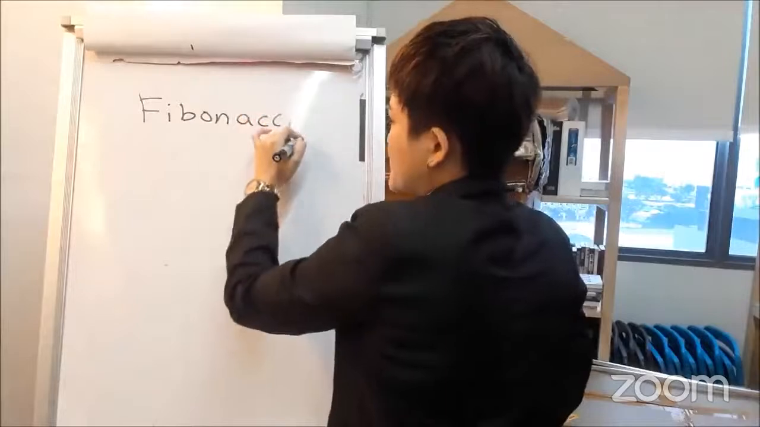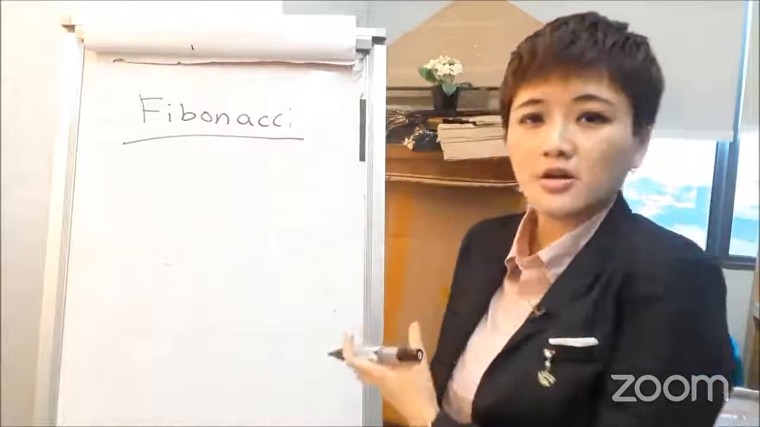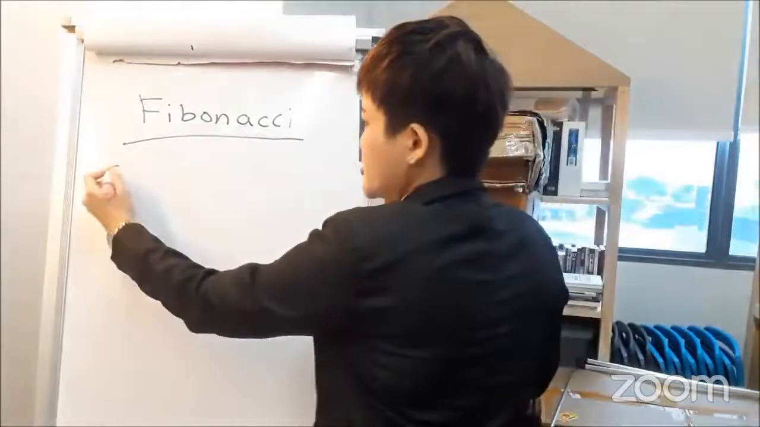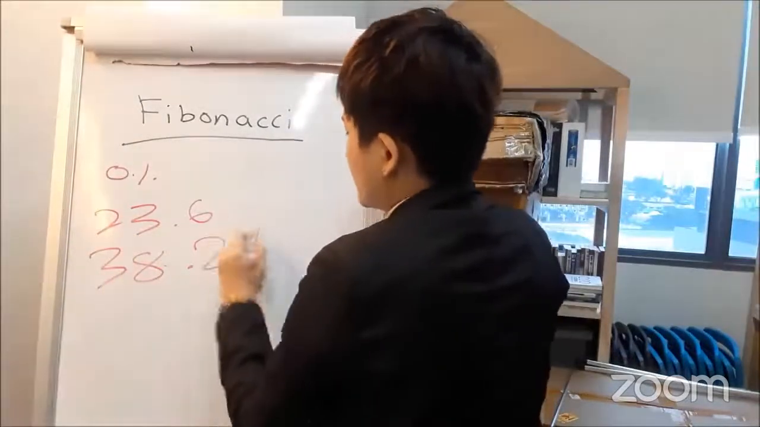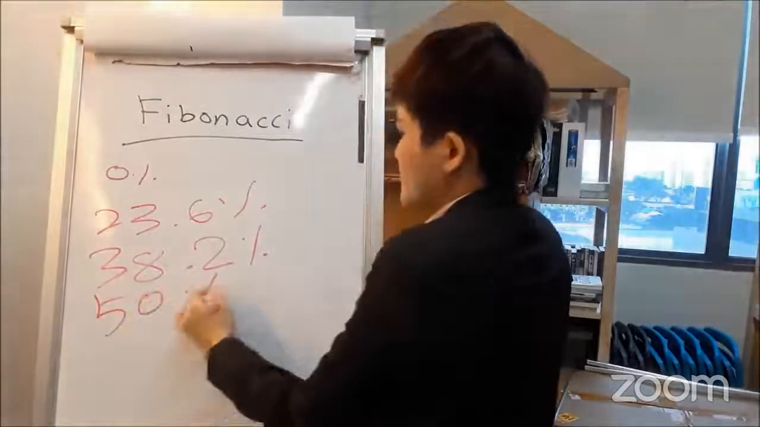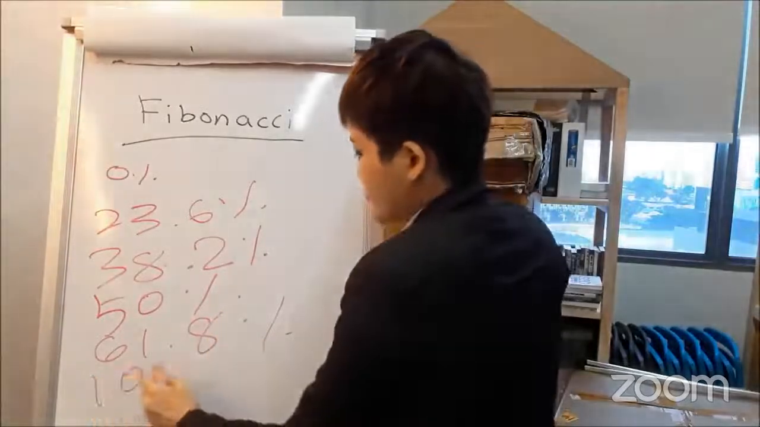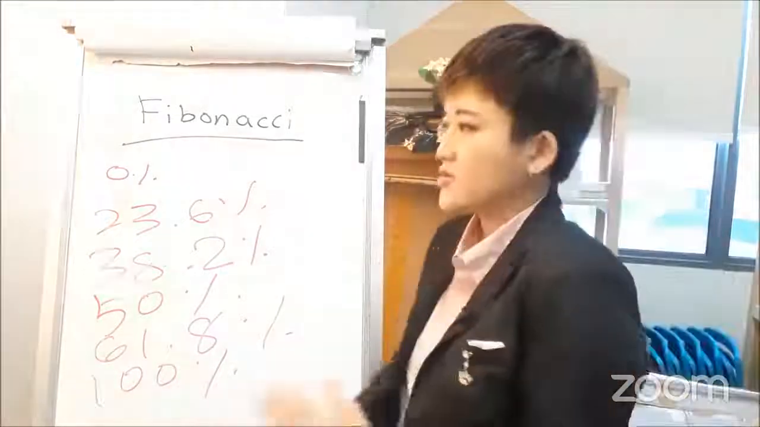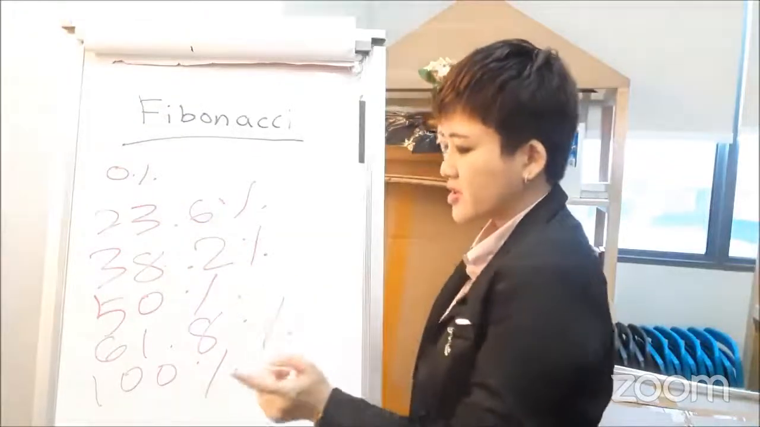Fibonacci, to put it simply, I'm not going to go into too much detail about this. If you want me to make a video on this, let me know. To put things in simple terms, there are many different Fibonacci levels. You have the 0%, 23.6, 38.2, 50%, 61.8%, and then you have 100%. Which one is a stronger support?